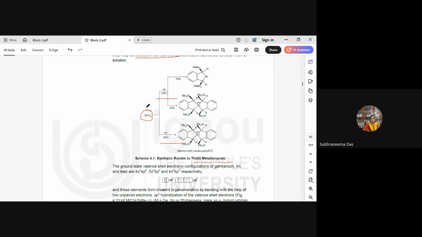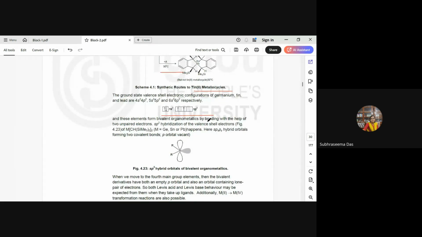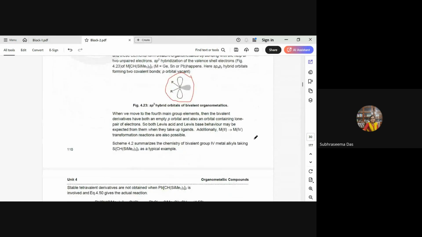They can be prepared by taking SnCl2, stannous chloride, as the precursor. The ground state valence electron configuration of germanium, tin and lead can be given as ns2 np2. These elements form bivalent complexes by bonding with the help of the two unpaired electrons present in the np2. Here the sp-x and sp-y hybrid orbitals form two covalent bonds. That is why they are called bivalent organometallics.